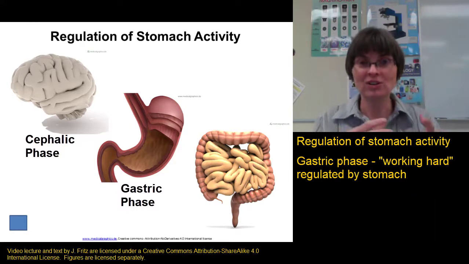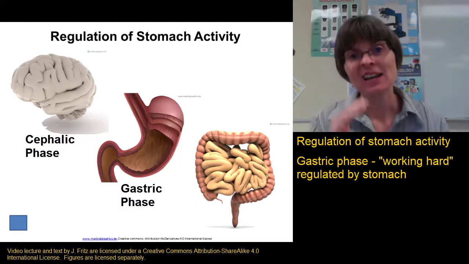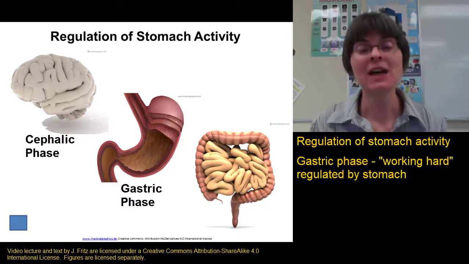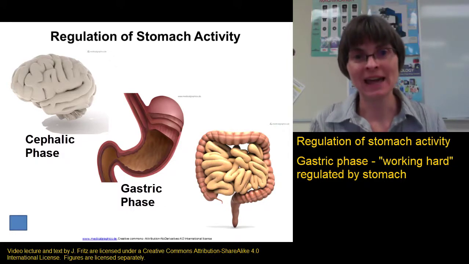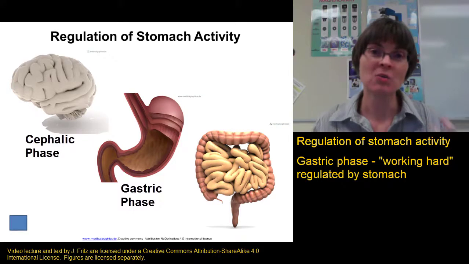So stretch sends signals through the nervous system to increase stomach activity, and the higher pH and peptides send signals through the endocrine system to increase stomach movement and increase secretion. So both of these are activating stomach movement, and our stomach is working hard with all the food in there.